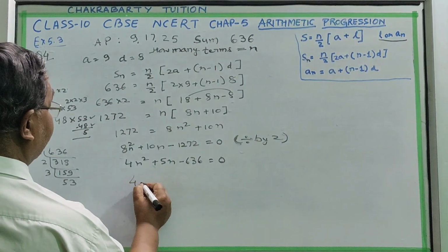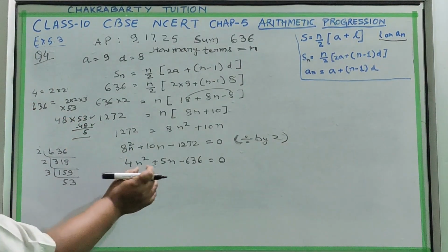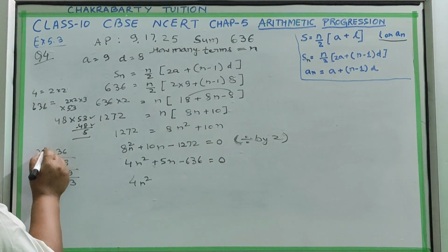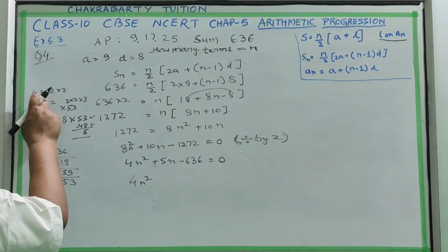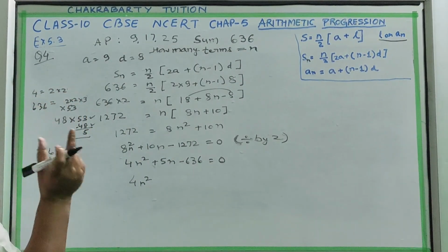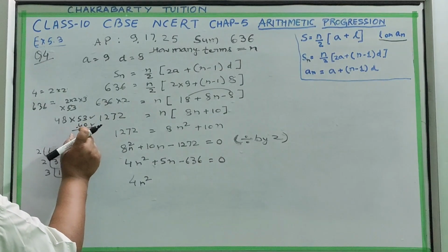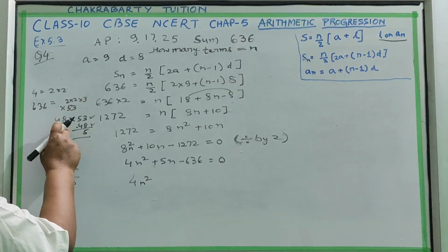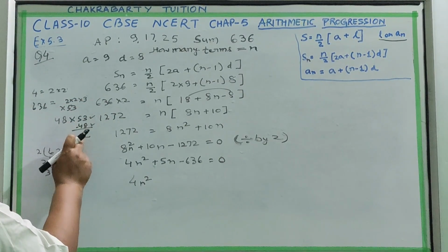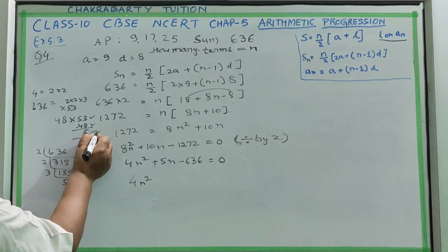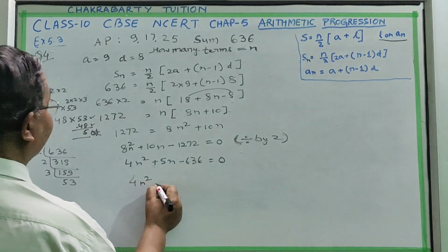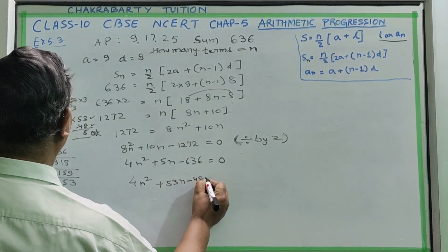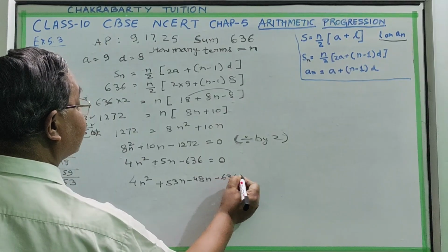So 4n square. Here what we used to do: first and the last figure we make the factors. So the last was 636, we have made a factor, 4 is a factor. Then we will find two such factors whose sum or subtraction comes to 5. So here we see it comes to 48, and another figure is 53. If you reduce it, it comes to 5. So it is okay, we will take this. So plus 53n and minus 48n and minus 636 is equal to 0.